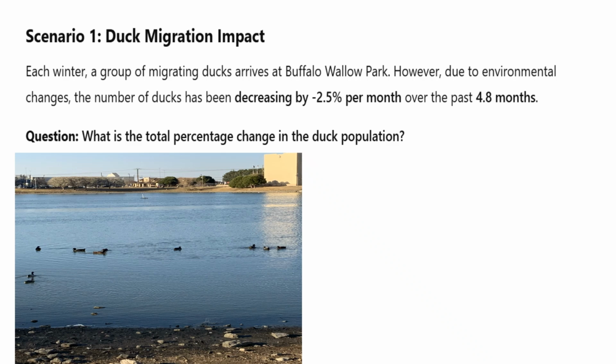Now, let us go to our first scenario about the duck migration impact. In this scenario, it says here that each winter, a group of migrating ducks arrives at Buffalo Wallow Park. However, due to environmental changes, the number of ducks has been decreasing by negative 2.5% per month over the past 4.8 months.